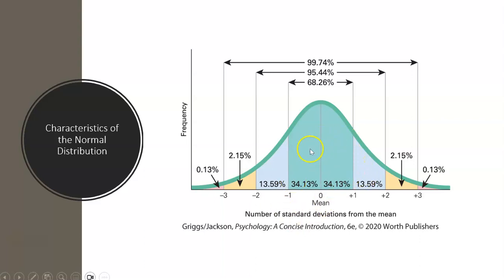So, the bulk of your scores, 68%, are going to be within one standard deviation, and then the farther you get away from that mean, the lower the percentages are going to be for the number of scores.